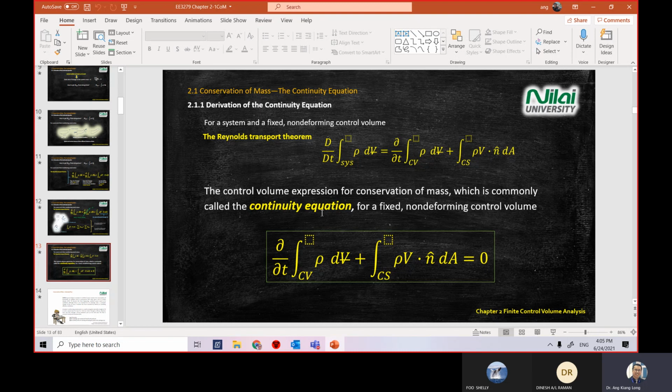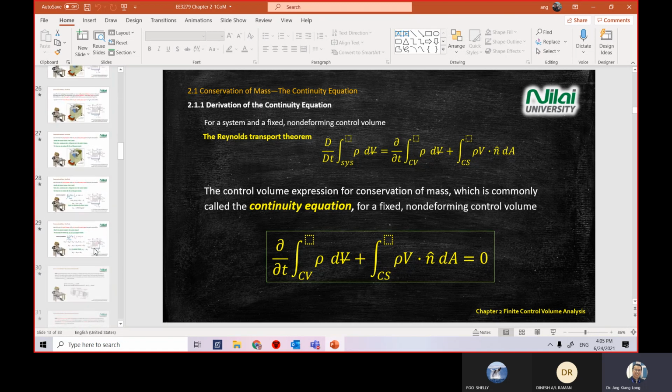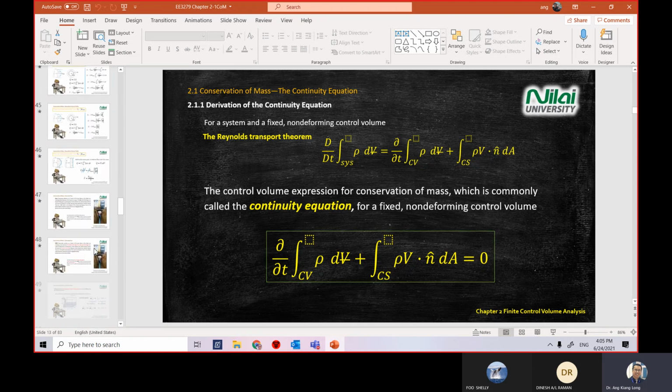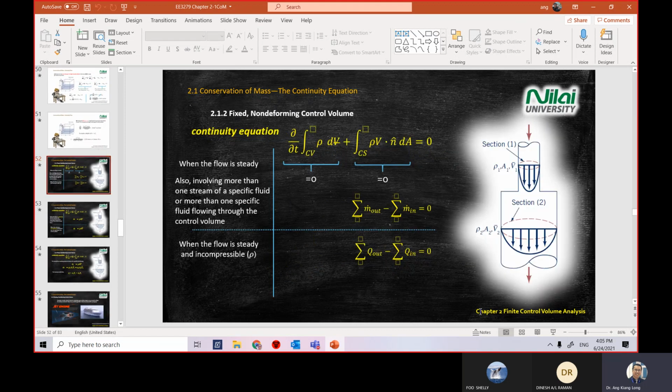So when we apply the continuity, it means that there's no losses in our mass. For fixed and non-deforming control volumes, because later on we will learn about deforming control volumes, our equation will be equal to 0. So the control volume term plus the control surfaces term will equal 0. Then we will go through a few examples, and we will continue with new things today.